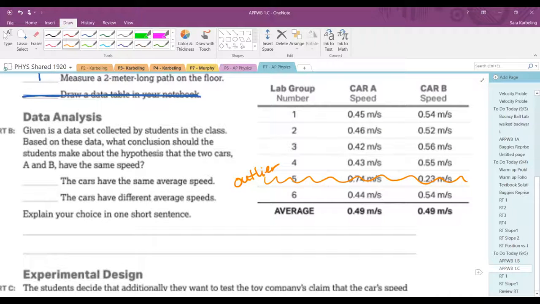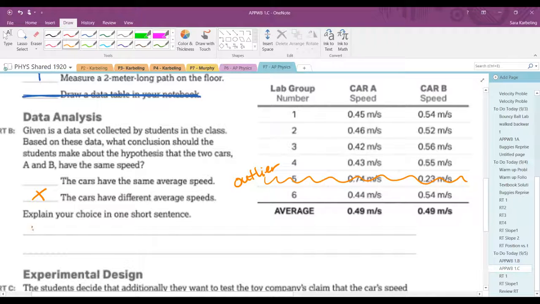So I'm going to say team 5, lab group 5, I don't know what they were doing, but they are definitely an outlier. If you take group 5 out, what do you see? They are decidedly not the same. The cars have different average speeds. How do you know? What's the rationale? When you remove the outlier, the average speeds are very different.